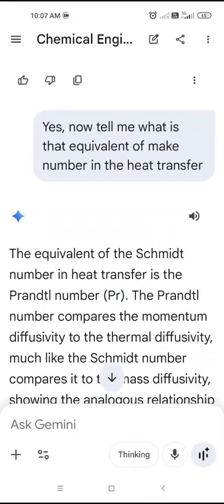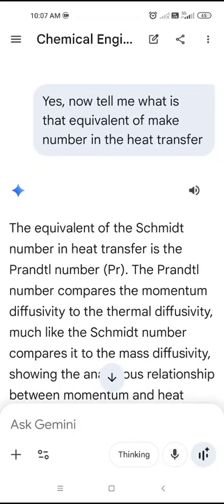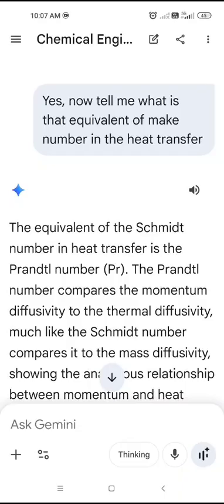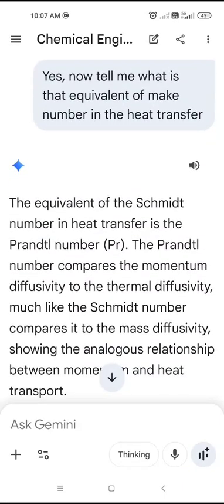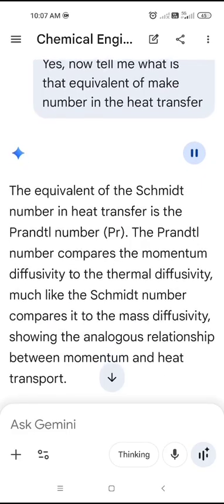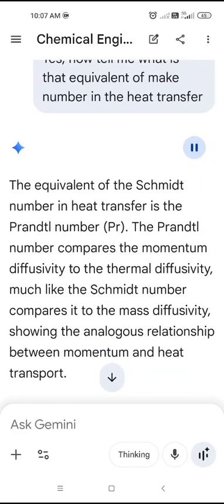Yes, now tell me what is the equivalent of the Schmidt number in the dimensionless numbers in heat transfer. The equivalent of the Schmidt number in heat transfer is the Prandtl number, Pr. The Prandtl number compares the momentum diffusivity to the thermal diffusivity, much like the Schmidt number compares it to the mass diffusivity, showing the analogous relationship between momentum and heat transport.